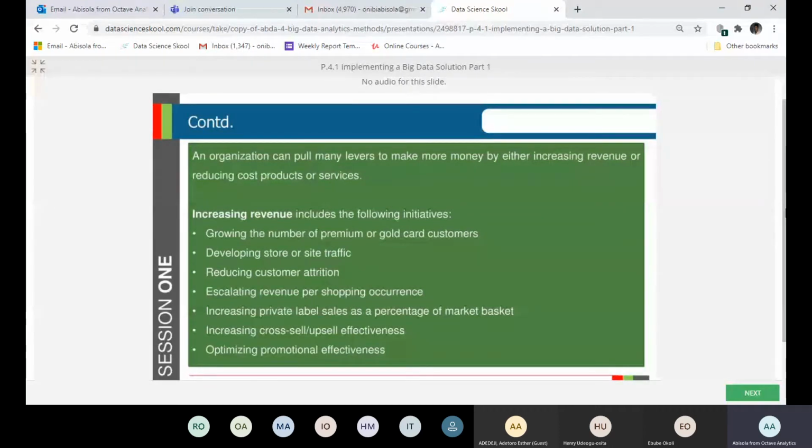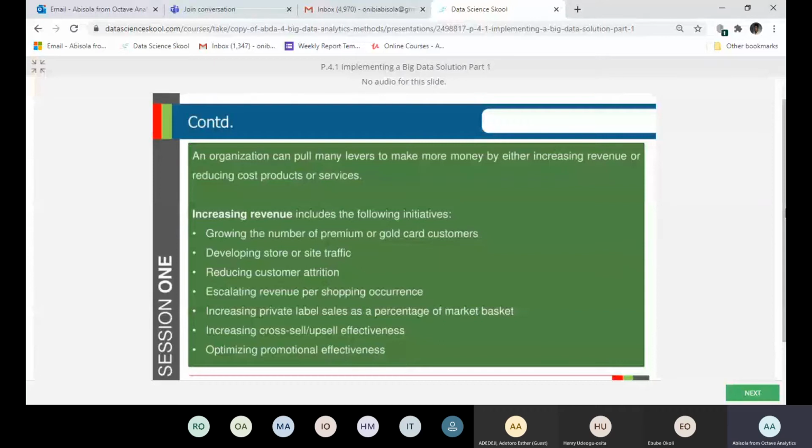Maybe before you were selling something at a lesser amount of money, you could increase sales, you could increase the price of products across your organization. Increasing private label sales as a percentage of market basket, increasing cross-sell or upsell effectiveness. So maybe cross-sell more products, maybe introduce more products to the market, or increase the value of products, increase the prices of products. That's another thing you can do.